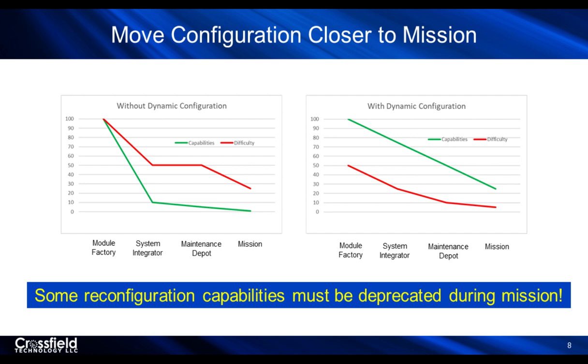And what you really want is a world where the flexibility line comes down, but it's better than the difficulty line, like the graph on the left. So with dynamic configuration, yes, your capabilities in terms of flexibility are reduced at each step getting all the way into the mission, because as I said, some things you don't want to be able to change in the mission, but the ease of getting to those configurations is significantly reduced.